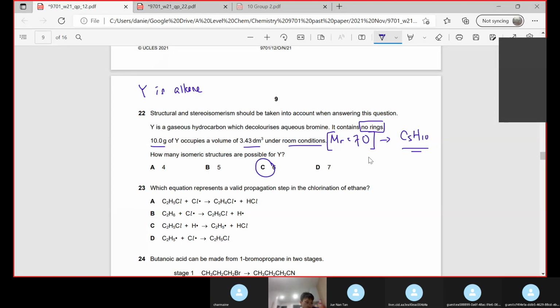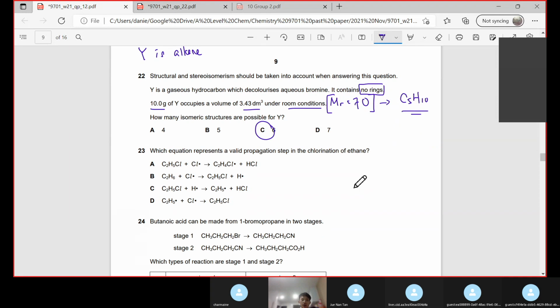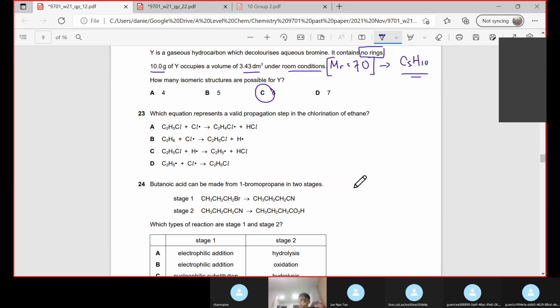Okay, 23. 23 is the free radical substitution. For this kind of question, if you notice there is H radical, definitely wrong. H radical wrong, H radical wrong, because there are no H radicals in the whole free radical substitution reaction. Okay, then D is elimination. It is not propagation. So the answer is just A.